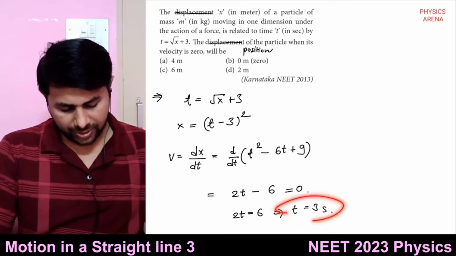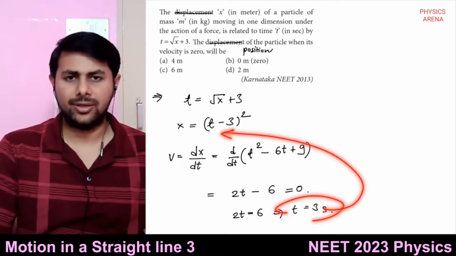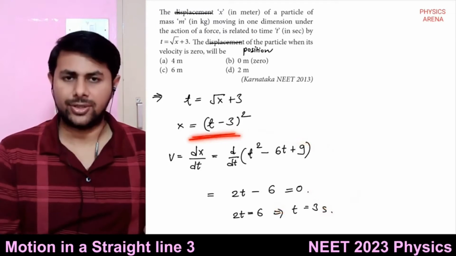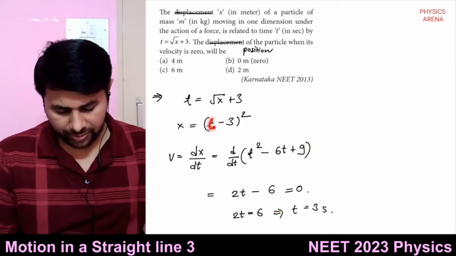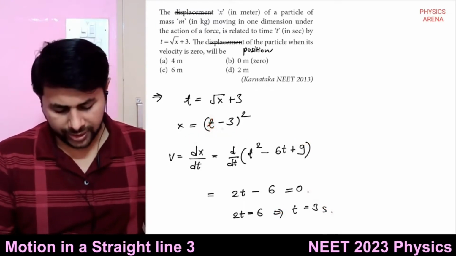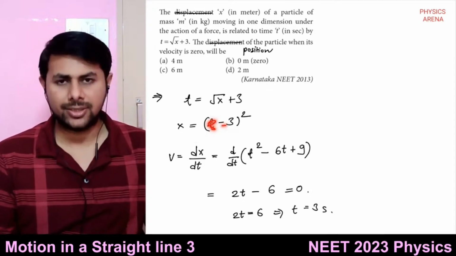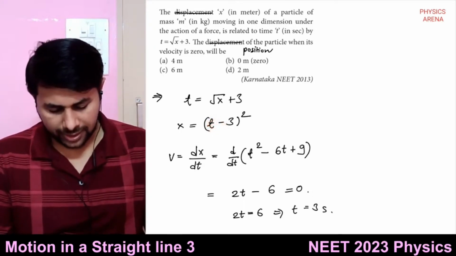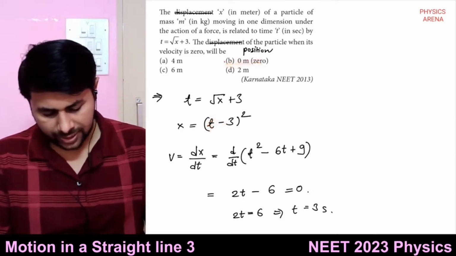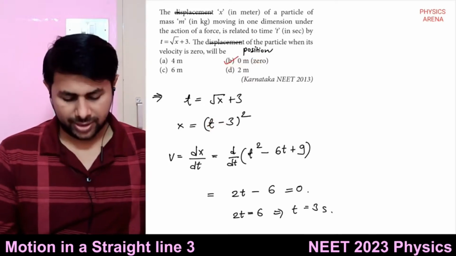And you are asked what is the position at this time. So put t equals 3 seconds here, you got this formula for x, so put t equals 3 here. So what do you get? 3 minus 3 is 0, so the answer is 0. So the answer is option B, 0 meters.